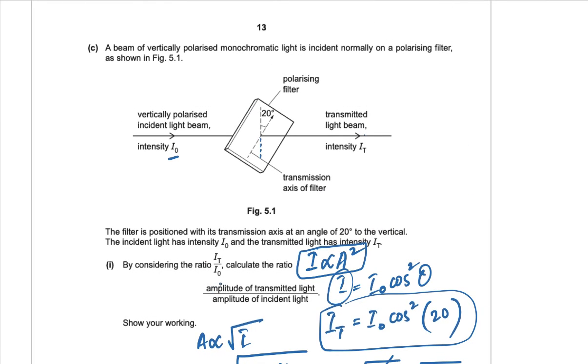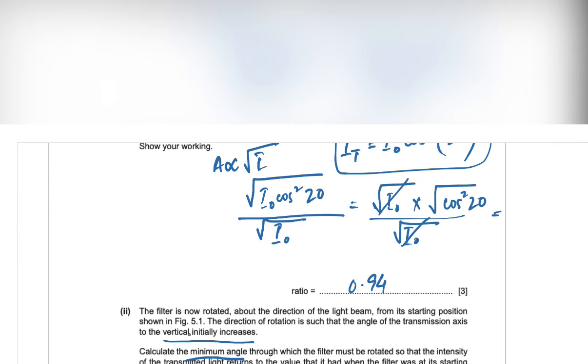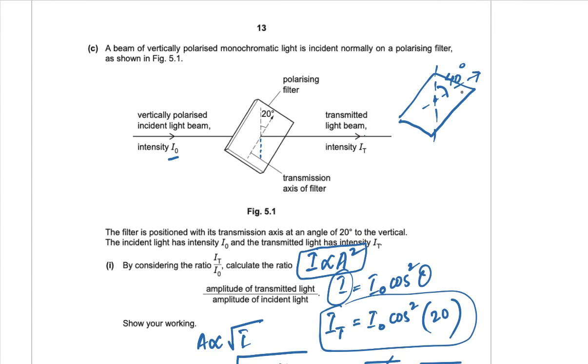This means right now it has an angle of 20 degrees between the vertical part and the transmission axis. At some instance, this must have been positioned in such a manner that the angle reached a value of 40 degrees, let's say. So your 20 degrees increased to 40 degrees, and that's what the latter part says, that the angle between the transmission axis and the vertical part initially increases. So this was increased to 40.